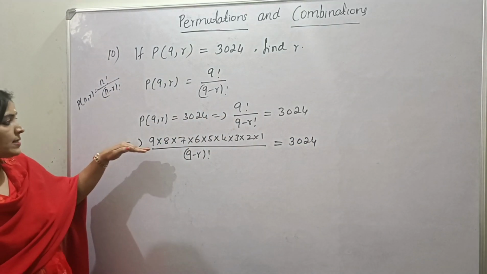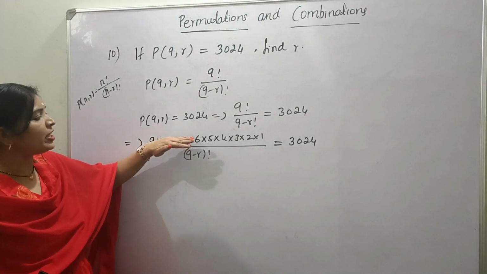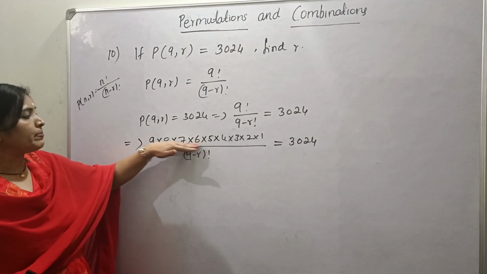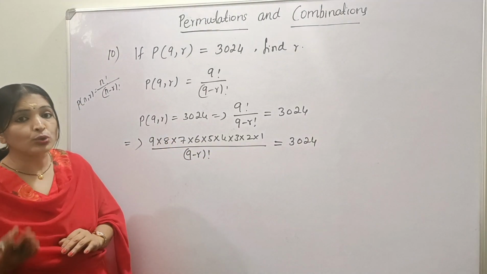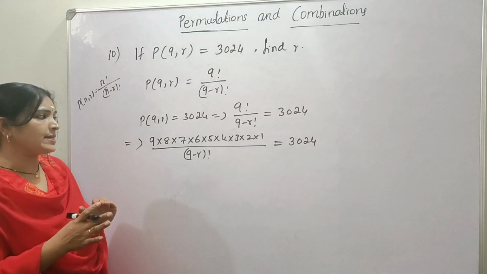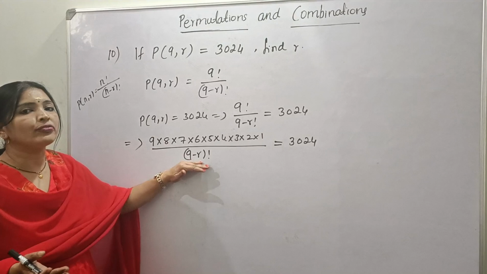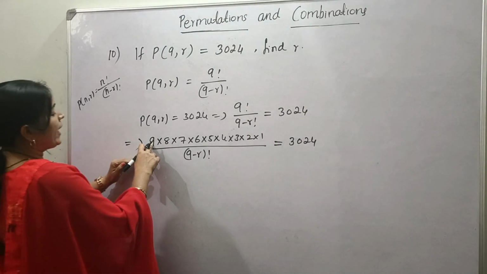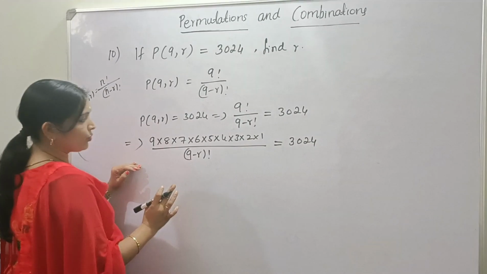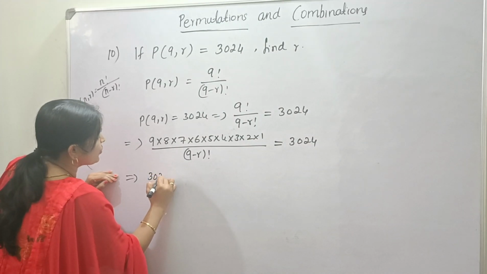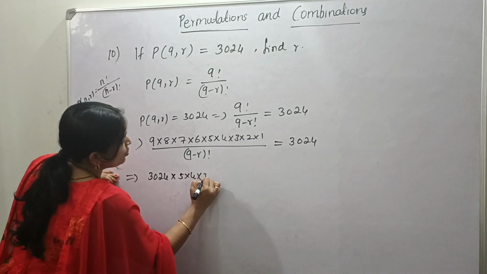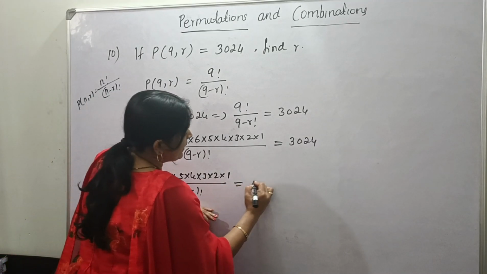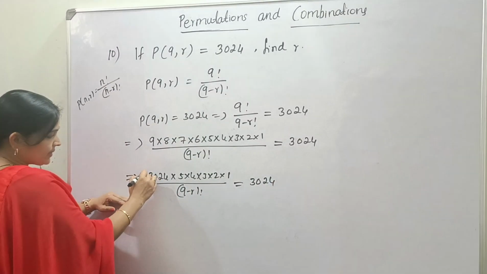Okay, and here see this 9 into 8 into 7 into 6, 9 eights are 72, 7 sixes are 42. So this multiplication is nothing but 3024. That you should check. Okay, see, some terms should be cancelled, then only we would be able to find the value of r. So you should check the value, what is the multiplication of this. So here we will get 9 into 8 into 7 into 6 is equal to 3024. Okay, so we can write it as 3024 into 5 into 4 into 3 into 2 into 1 divided by (9 minus r) factorial, that is equal to 3024.